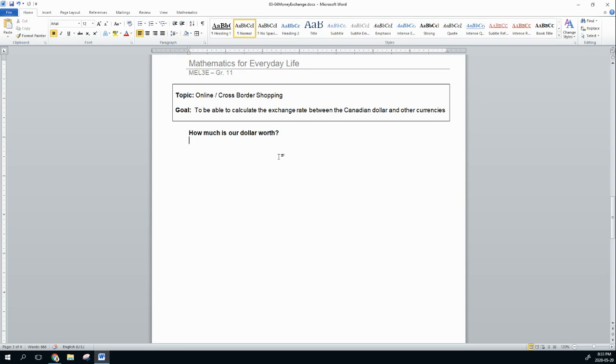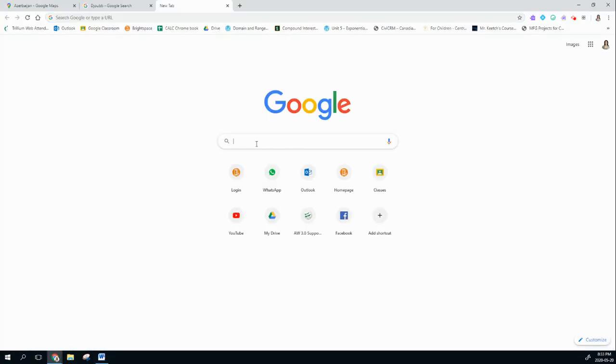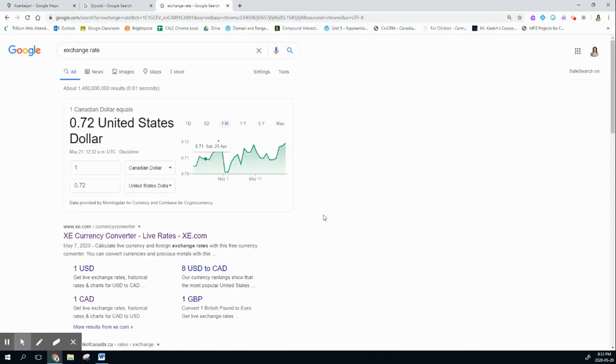The goal of this lesson is to be able to calculate the exchange rate between the Canadian dollar and other currencies. So first of all, how much is our dollar worth, especially if we're going to America to do some cross-border shopping? I want to show you this in Google. If you type in exchange rate, then this nifty little thing pops up and it tells us that today one Canadian dollar is equal to 72 cents US.